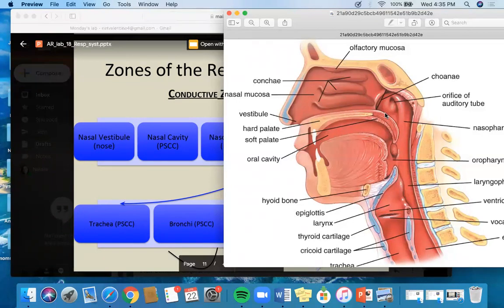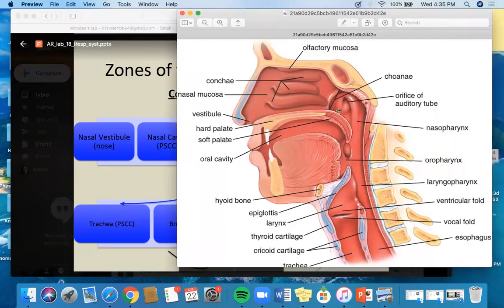The throat is also known as the pharynx, and there are 3 different regions you'll need to know. Let me scoot this over. We have the nasopharynx found right here behind the nasal cavity. We have the oropharynx found behind the oral cavity, and the laryngopharynx found behind the larynx.